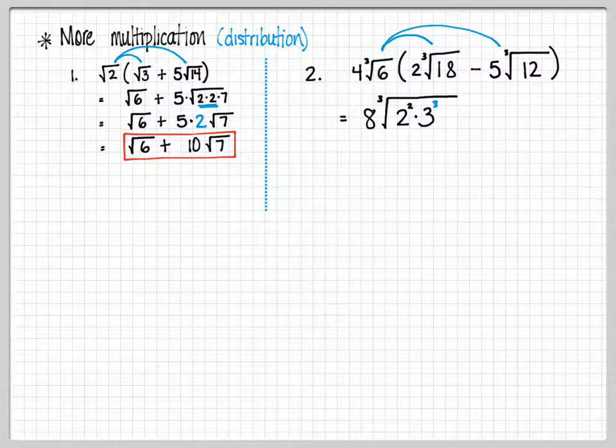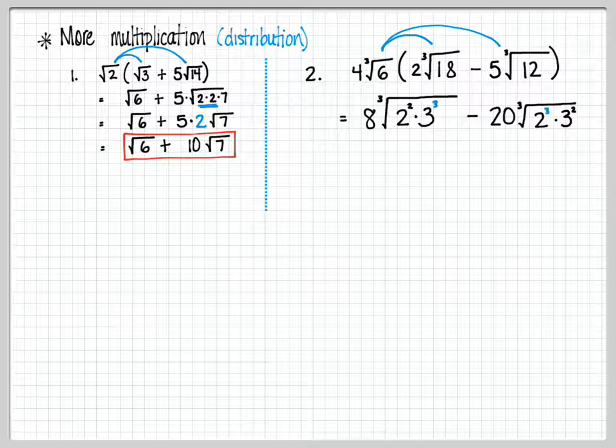Now I'm going to distribute the 4 cube root of 6 times 5, well, it's negative 5 actually, because of subtraction there, negative 5 cube root of 12. Once again, I'm going to multiply the 4 and the 5, the integers on the outside, and I get 20. And then I'm going to look at the radicands. I've got 6, which is 2 times 3, and 12, which is 2 times 2 times 3. And so when I write that in the radical symbol, I've got the cube root of 2 cubed times 3 squared.